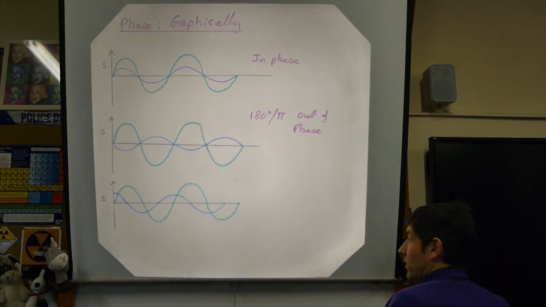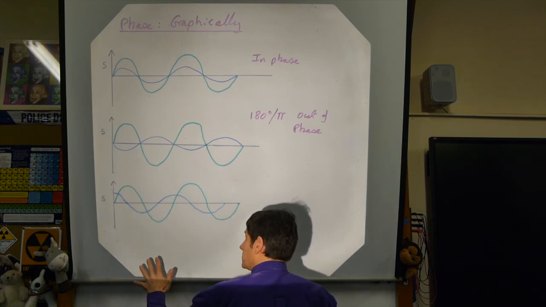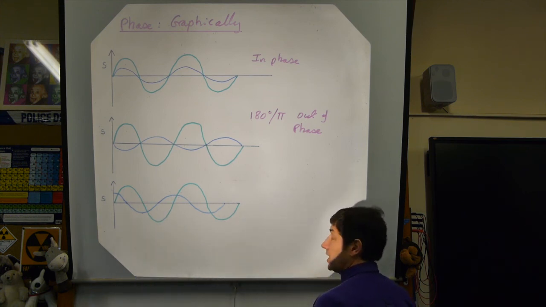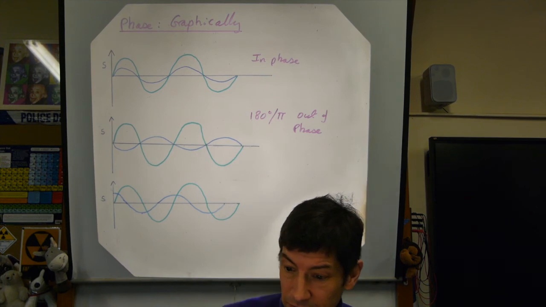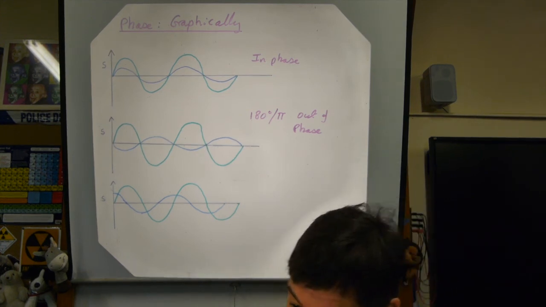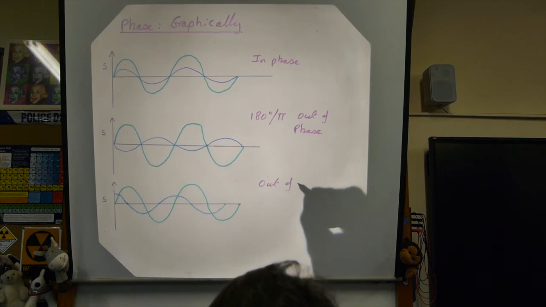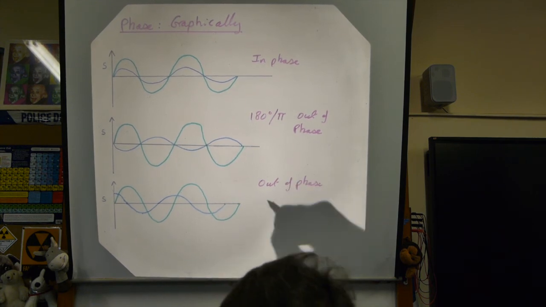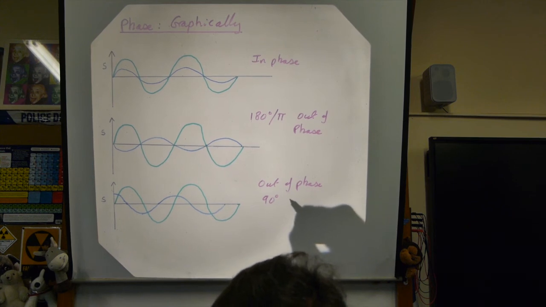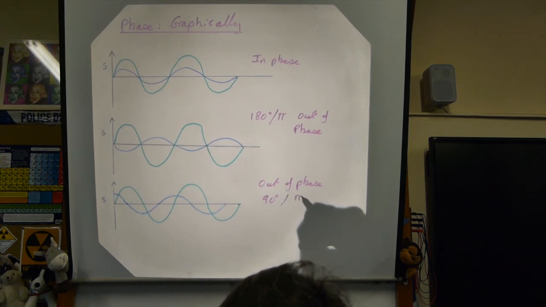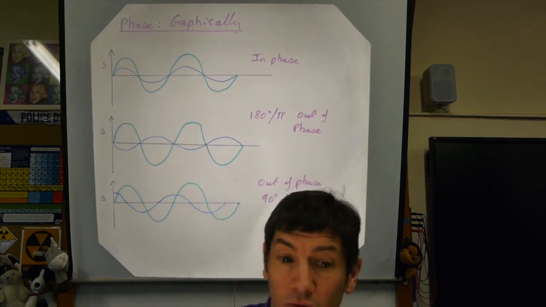Okay. Now, you see those and you think, yeah, same frequency, different amplitude, but they're clearly out of phase. Yep. And in this case, they're out of phase by 90 degrees. So 90 degrees or pi by 2 radians.